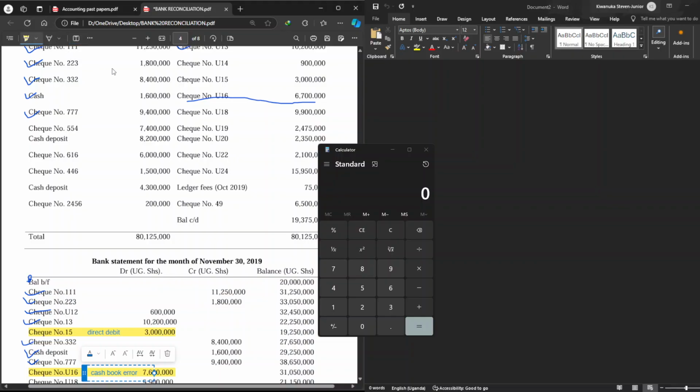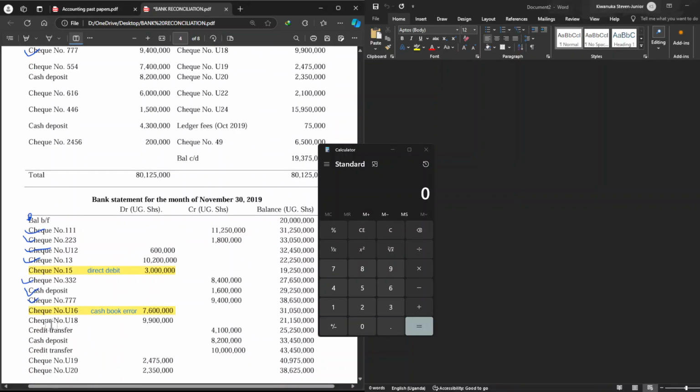So we come here. We also come here. We'll highlight this, and which type of error. Here it is 7.6. Here it is 6. So this one is, and this one is what? An undercast. Yeah. So this one, we just put error, but we have seen that it is an undercast.